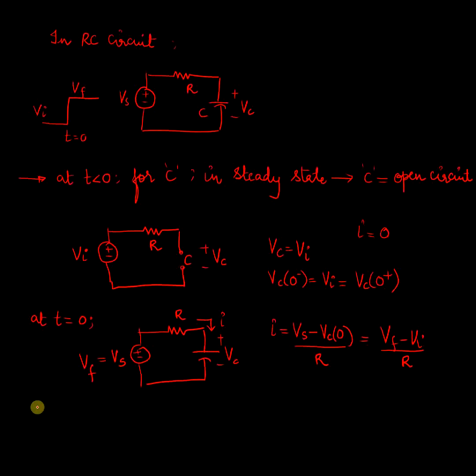Now let us analyze what happens at time t greater than 0. At time t greater than 0, the capacitor starts charging and it charges to the peak value of the input, that is equal to Vf, and the current will drop to 0 and hence the transient will be complete.